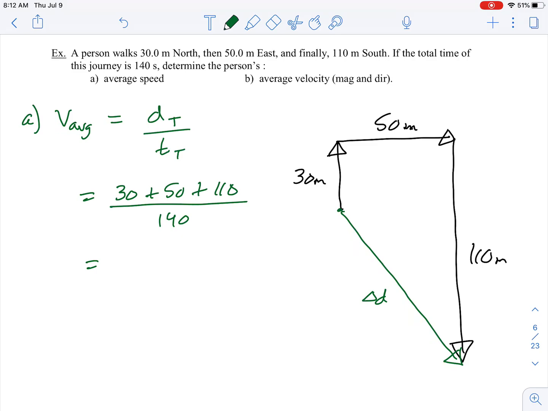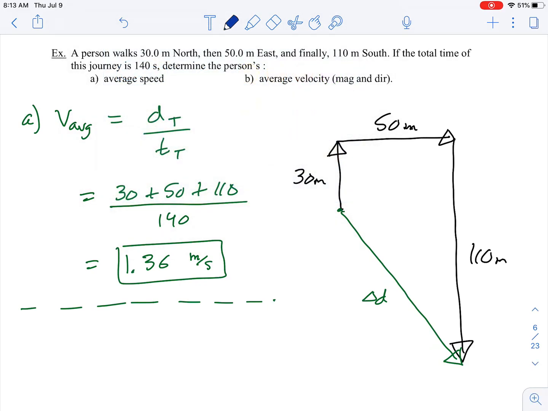And to 3 significant digits, I get about 1.36 meters per second. Okay, so that's average speed.